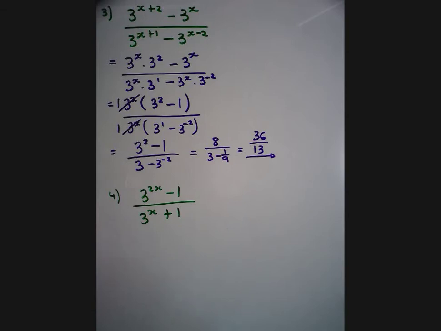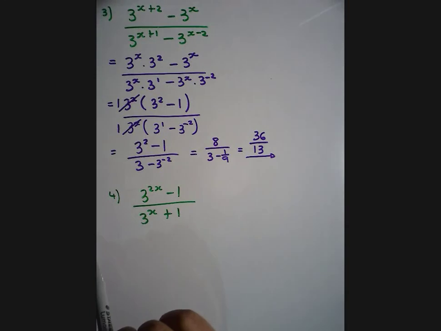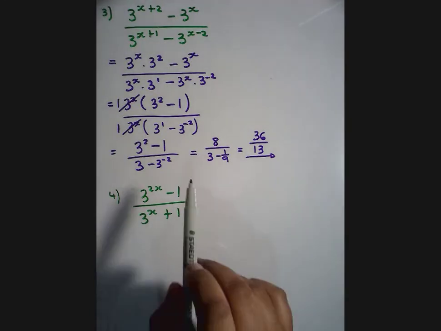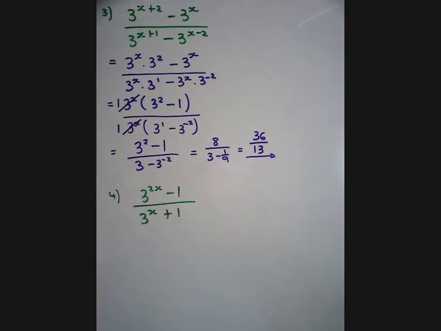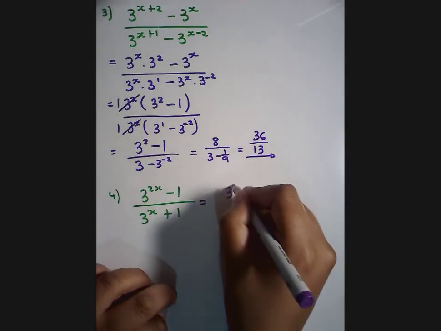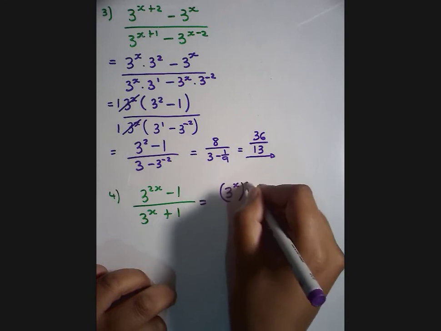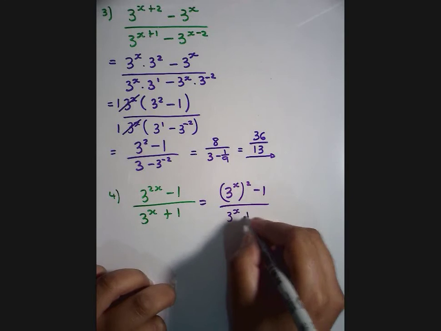Now normally when we factorize, we find the highest common factor, but here we can't find the highest common factor because here there's no highest common factor and here there is no highest common factor. Now when you come to something like this, I could rewrite this in a different way. I could rewrite this to be 3 to the power of x all to the power of 2 minus 1, all over 3 to the power of x plus 1.